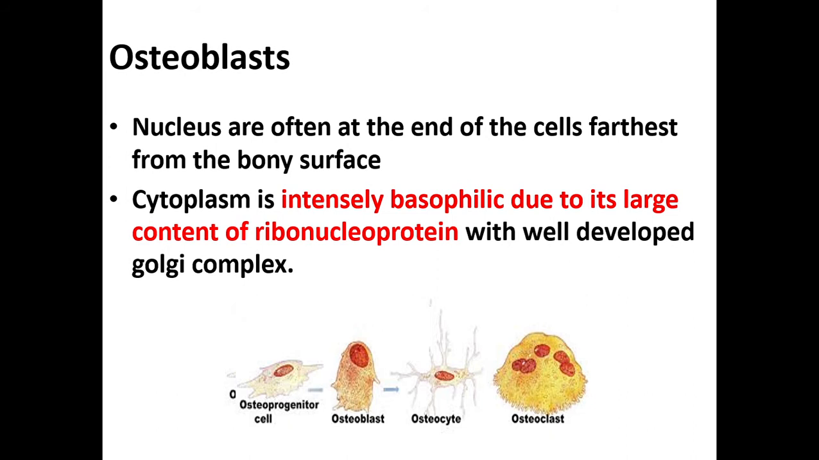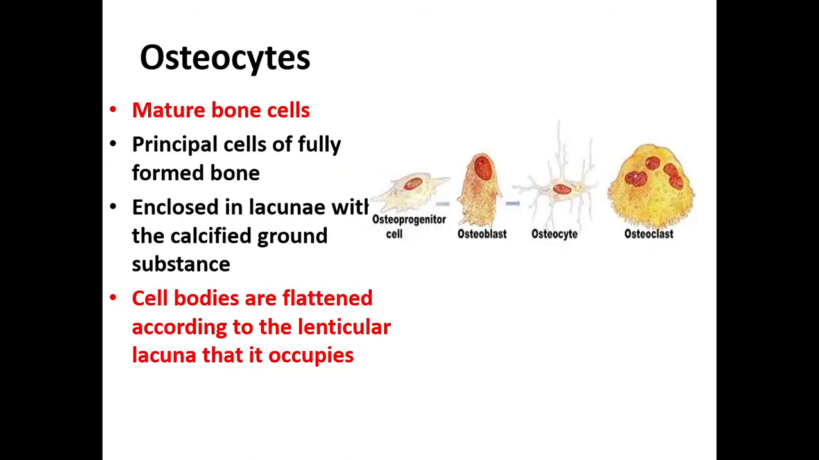The difference between the osteoblast and the osteoprogenitor cells will be the color of the cytoplasm under the microscope. The osteoblast will have an intensely basophilic appearance, so deeply blue in color, due to its large content of ribonucleoprotein with well-developed Golgi complex. From osteoblast, these cells will develop to become mature bone cells we call the osteocytes.